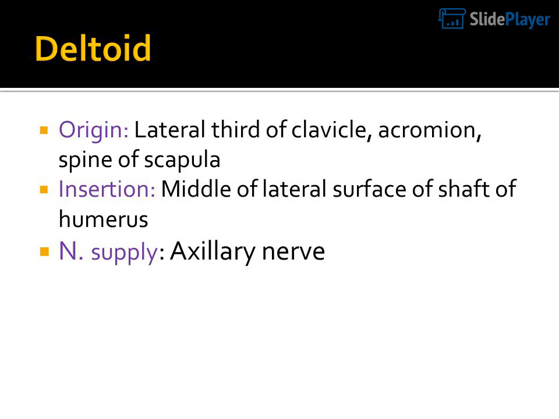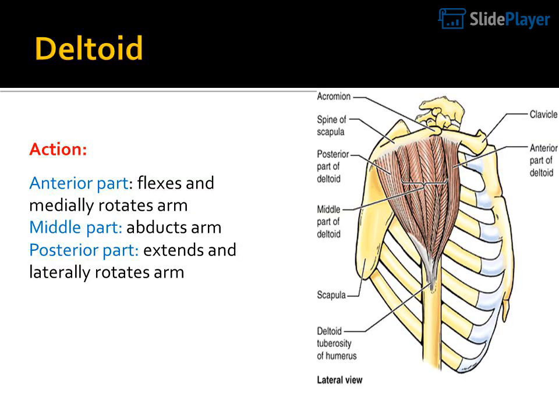Deltoid, nerve supply: axillary nerve. Origin: lateral third of clavicle, acromion, spine of scapula. Insertion: middle of lateral surface of shaft of humerus. Nerve supply: axillary nerve. Deltoid action: anterior part flexes and medially rotates arm; middle part abducts arm; posterior part extends and laterally rotates arm.